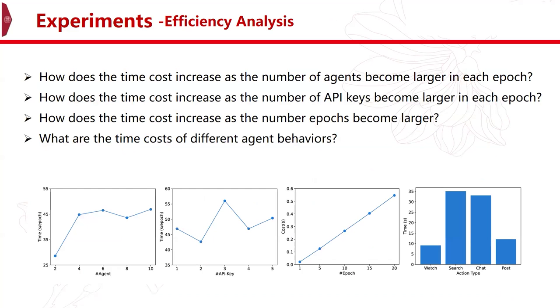We also analyzed the efficiency of the simulation process. Here, I would like to argue that efficiency is a big problem in LLM-based agent simulation, because in traditional agent-based simulation, we can easily achieve a larger scale simulation. However, in LLM-based agents, the simulation scale cannot be that large. So in this experiment, we look at how the time cost changes when the number of agents, the number of API keys, and the number of epochs becomes larger. If you are interested in this part, you can see the paper.